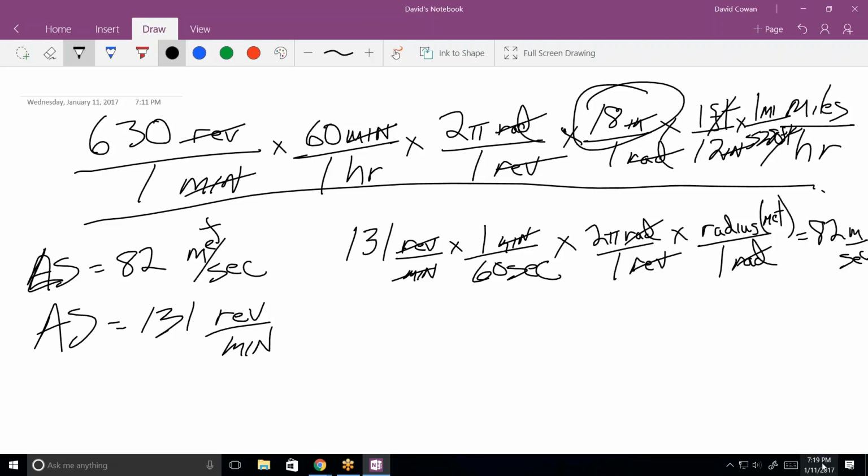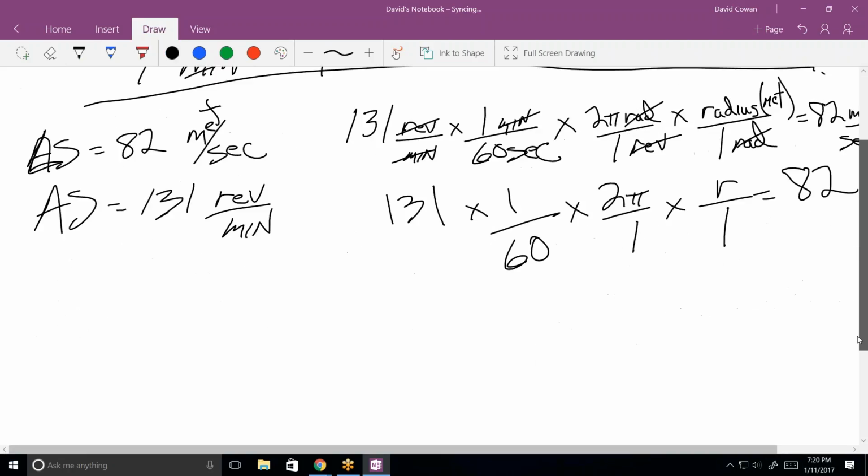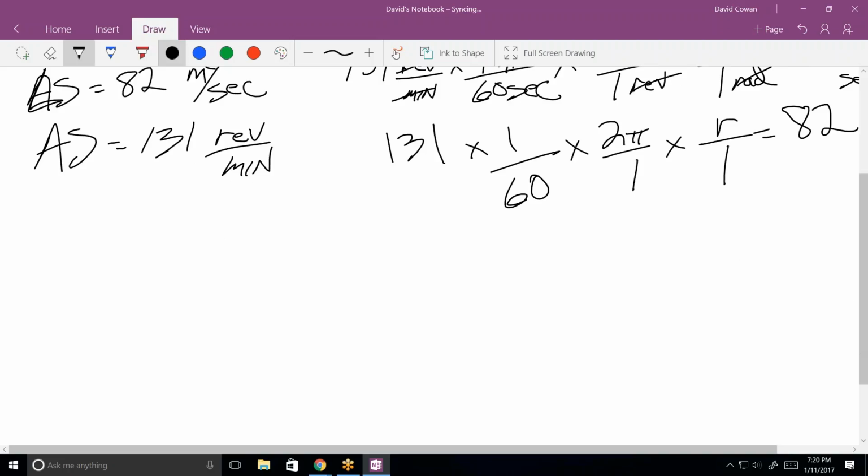So radius. I know my units are right. Let me just be a little clearer here. I'm not going to rewrite the units, but I'm going to write this: 131 times 1 divided by 60 times 2 pi divided by 1 times r, which is what we're trying to solve for, divided by 1, and that whole thing's equal to 82. I left the units off because I can see that the units come out to be meters over seconds, and that's what they gave us. So now it's a relatively simple equation. There's only one variable, r. An equation with one variable, you can solve it.